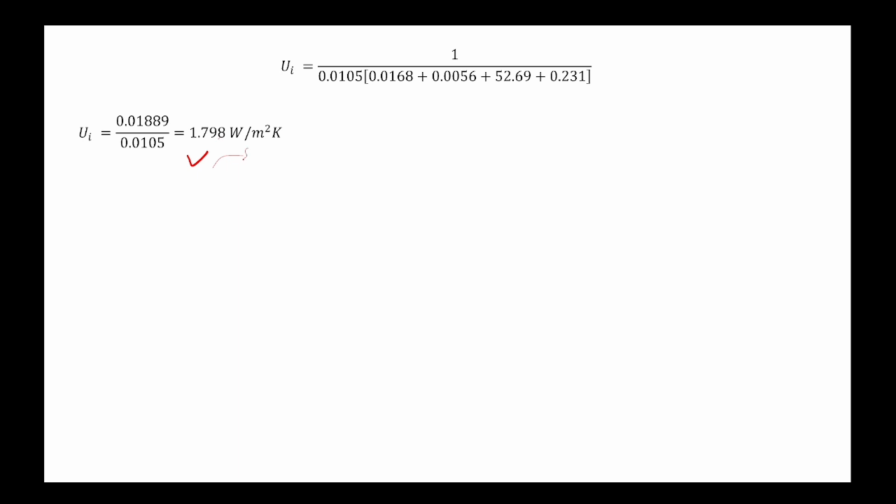If you replace Ri with R0, as I told you earlier, for U0, you will get the value of U0 as this. Okay, we have to calculate based on inside, so this is our answer.